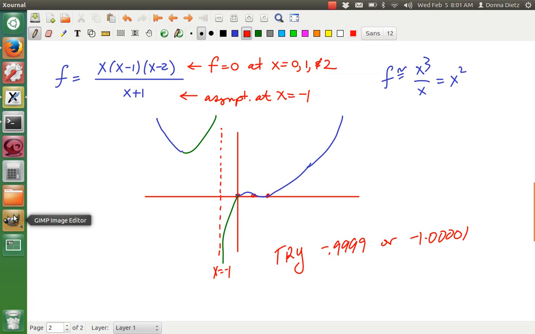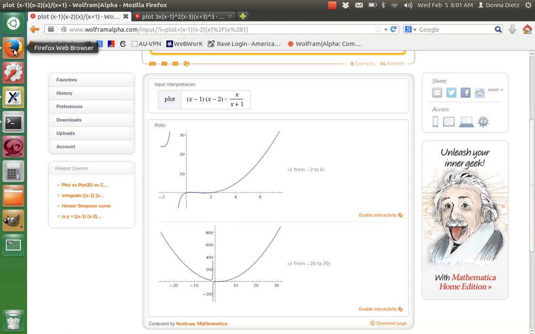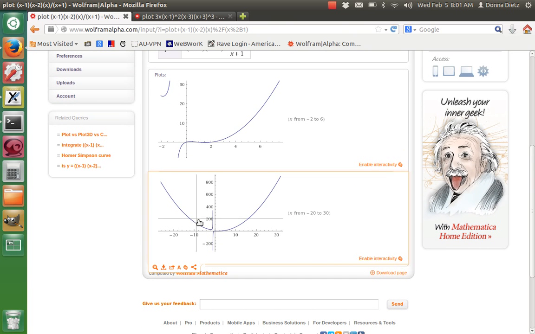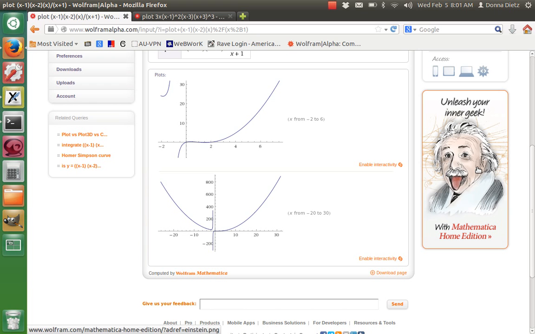Let's see what Wolfram Alpha has to say about this function. Okay, so it said the same thing as we did. This picture looks like a parabola, but there's an asymptote that goes up and then comes in from the bottom. So on the whole, it just looks like a parabola.